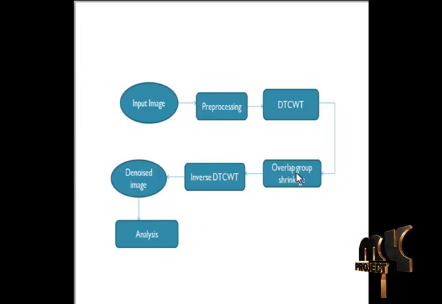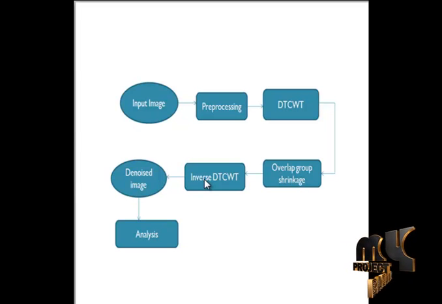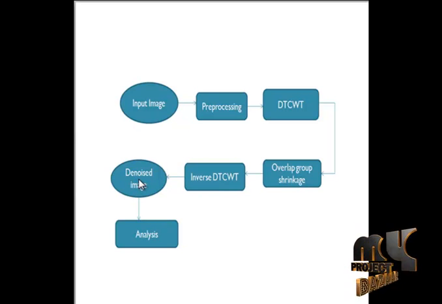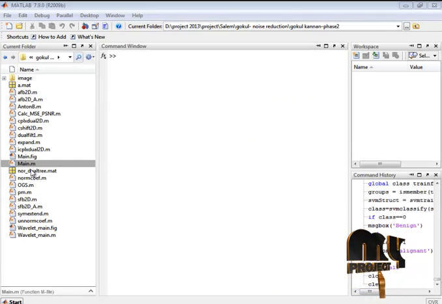After denoising this, it will pass to the inverse dual tree complex Wavelet transform. Here we are reconstructing the DWT coefficients as an image. After inverse transform, we are getting the denoised image. For the denoised image, here we are analyzing the quality such as PSNR and MSE values. Now let's have a demo of our process.